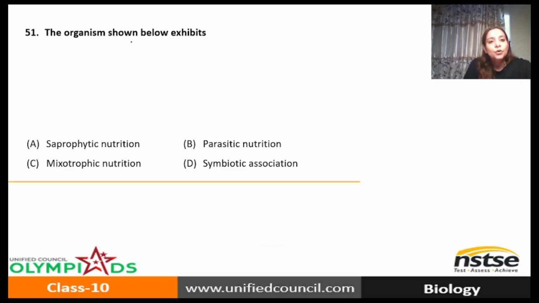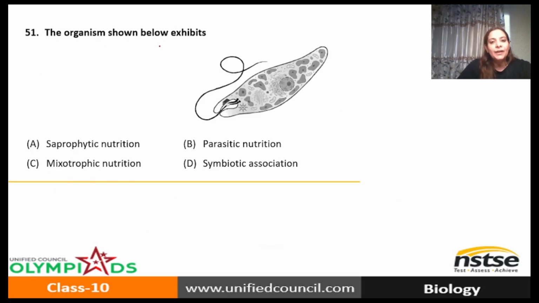The organism shown below exhibits. We have this organism, and the options say saprophytic nutrition, parasitic, mixotrophic or symbiotic. Now let me tell you, this organism is Euglena. Please make yourself habitual with all the diagrams so that you can identify the organism when it comes. Okay, so it is Euglena.